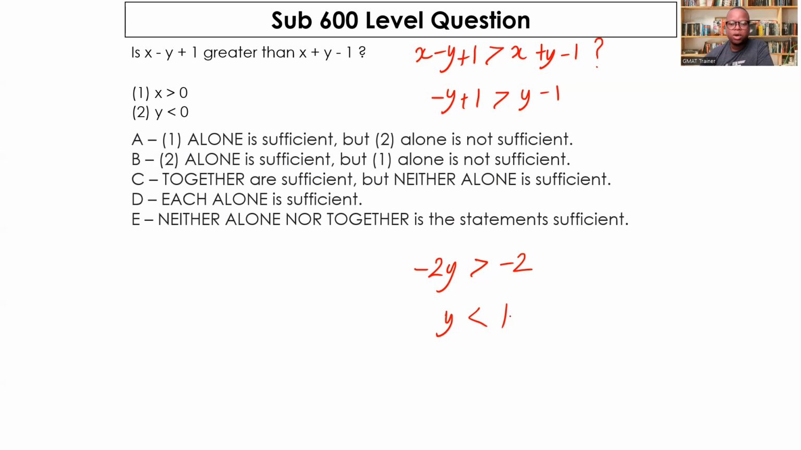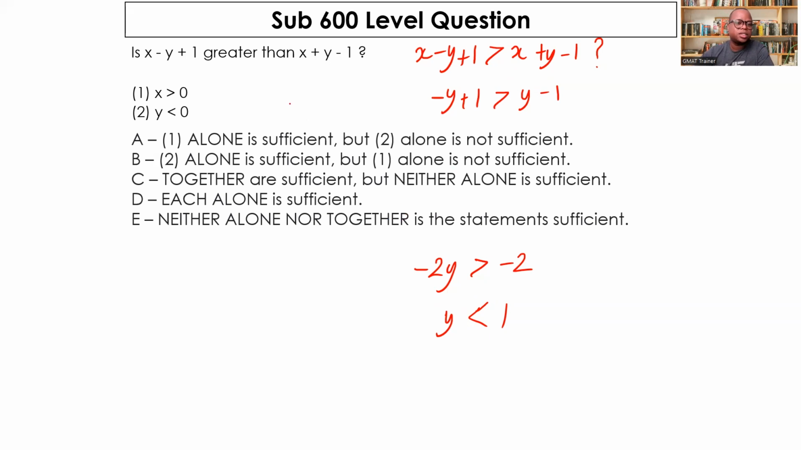So if y is less than 1, then the inequality holds, and the question can be answered as yes or no. If we can find whether y is greater than 1 or less than 1, then we can determine what will be sufficient. So that is what we're looking for. The value of x is not really a determinant in this case, but y is the determinant.